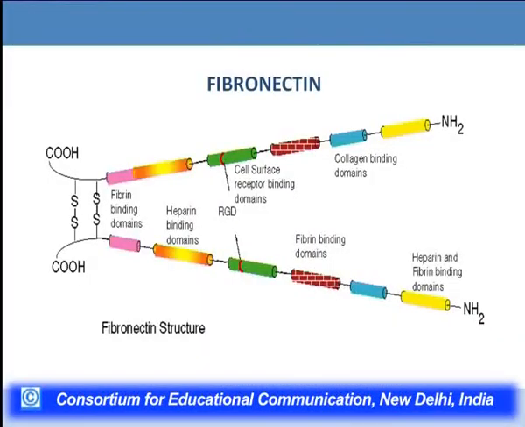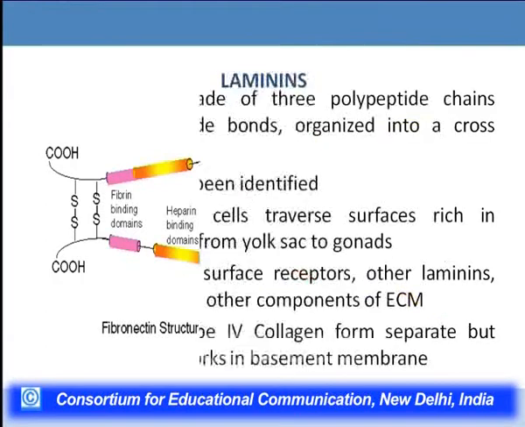So this particular panel shows how a fibronectin molecule is arranged. As we can see here, there are 6 domains, and there are sites for binding other ECM moieties like collagen molecules, and there are sites for binding receptors present on the cell surface.